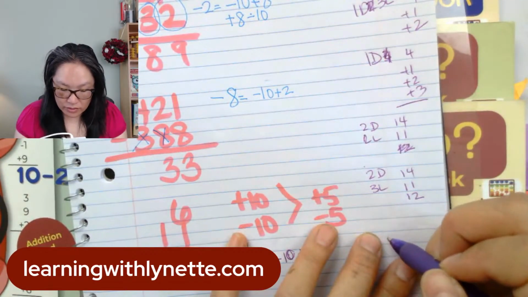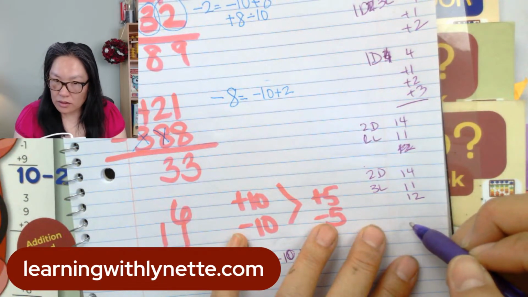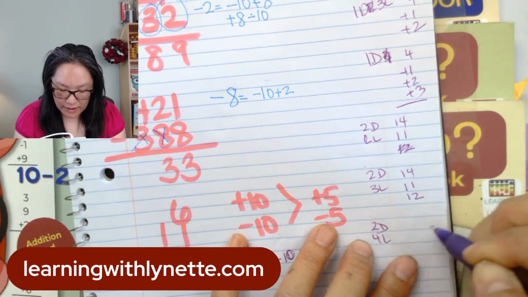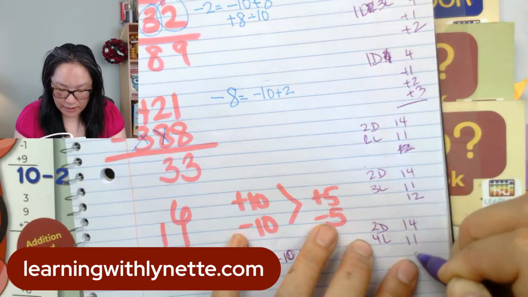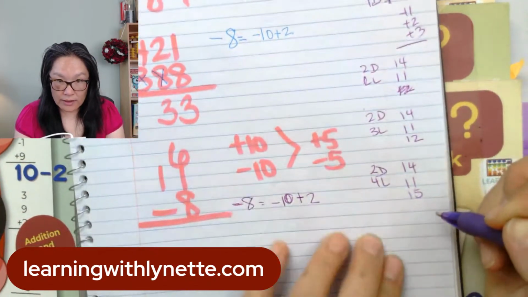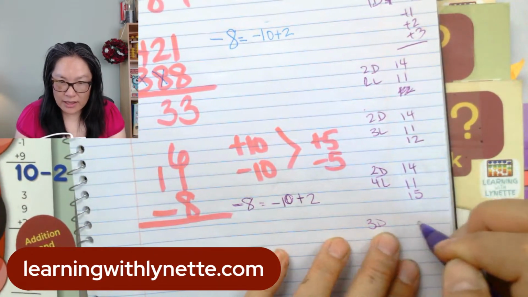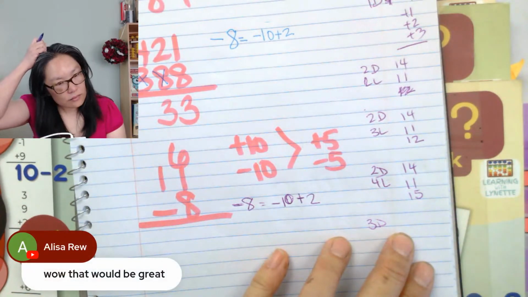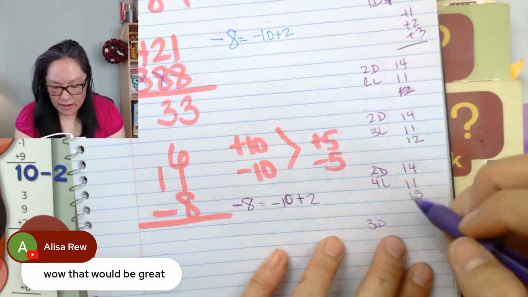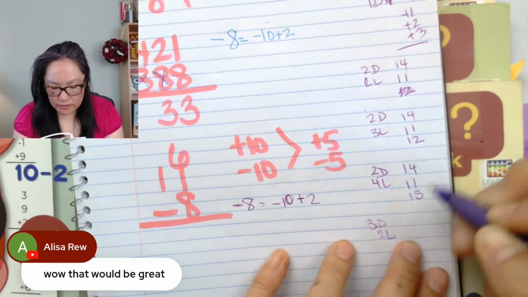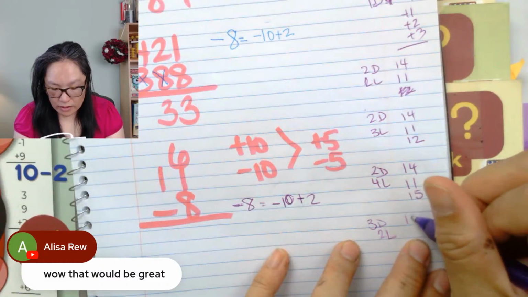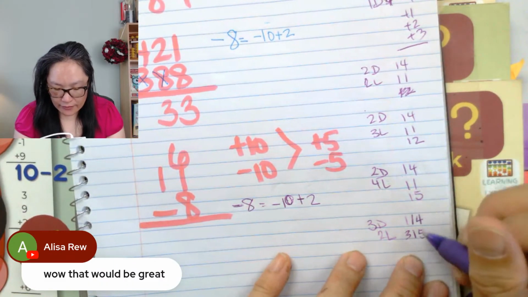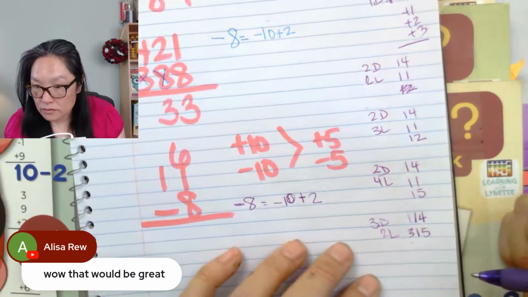And then we could do 2 digit, 3 digit, 4 digit, right? 2 digit, four lines. So it'd be 14, 11, and then 15. And then we would go to 3 digit. Is he at 3 digits already or 2 digits? Is he doing 3 digits yet? Because 3 digits, 2 lines would be, I don't know, 114, 315, 315.